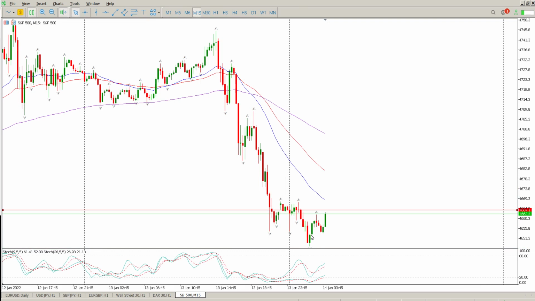Bit of a gap here on the 15-minute. You can see it's a higher low. We're now forming a higher high. So a break and retest of this 46.64, and we start building a base. It's a nice area for a long with a stop below the swing low here.